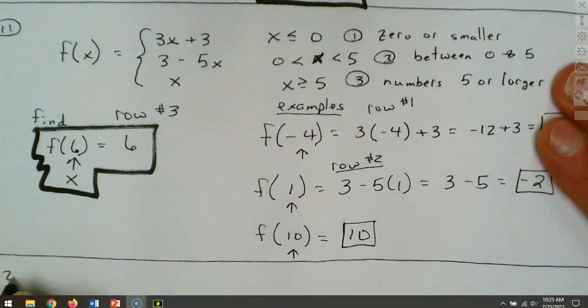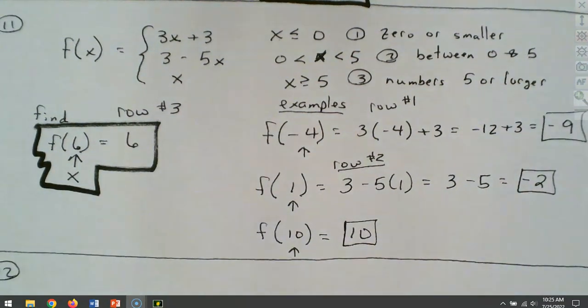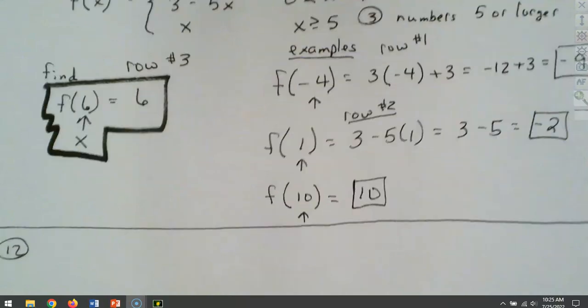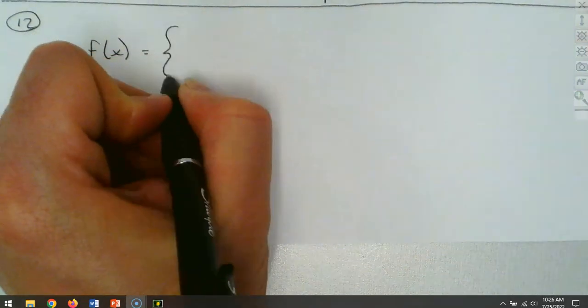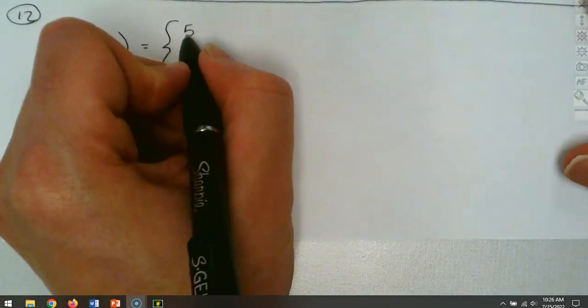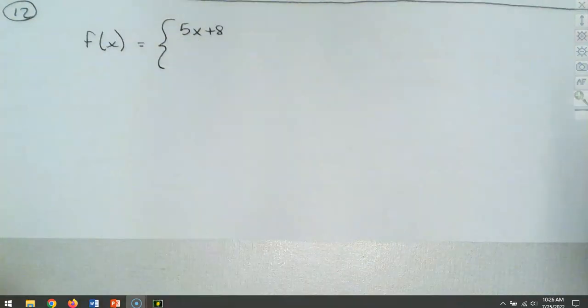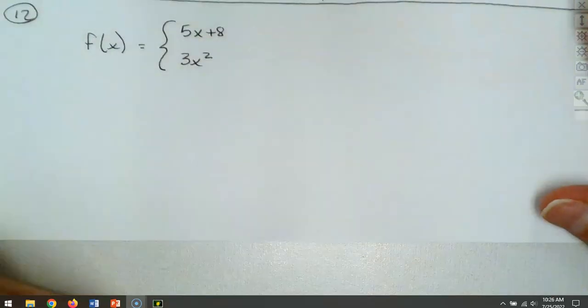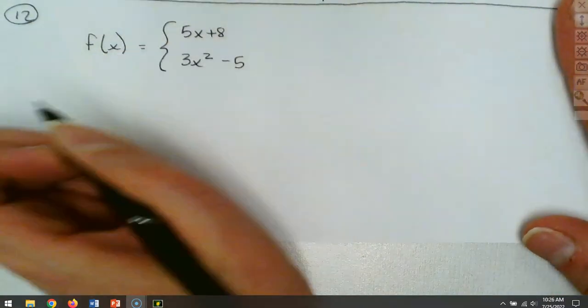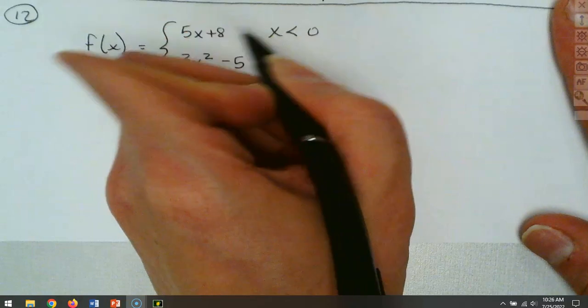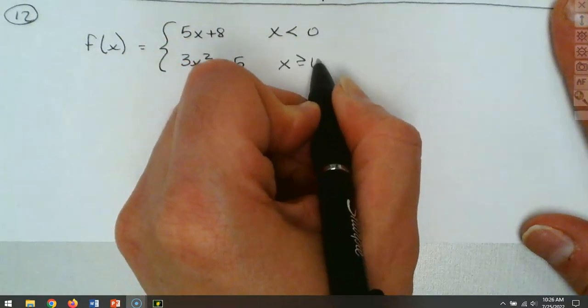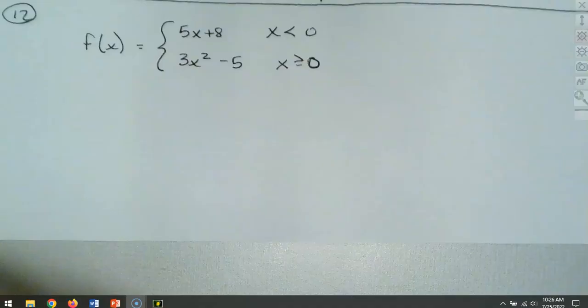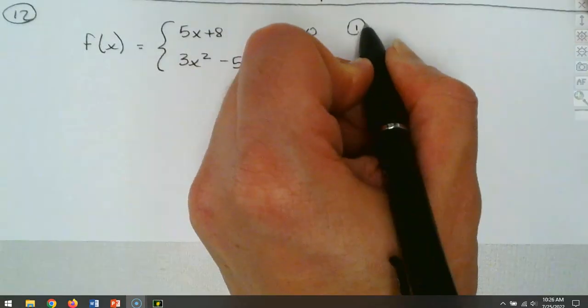I also want you to graph one of these, and we graph these by picking points. And so we're going to go over 12 here. And we're going to be graphing this one. And we pick points, and we connect them together. And I like to label these row 1 and row 2. And we're going to do 2 points in each row.